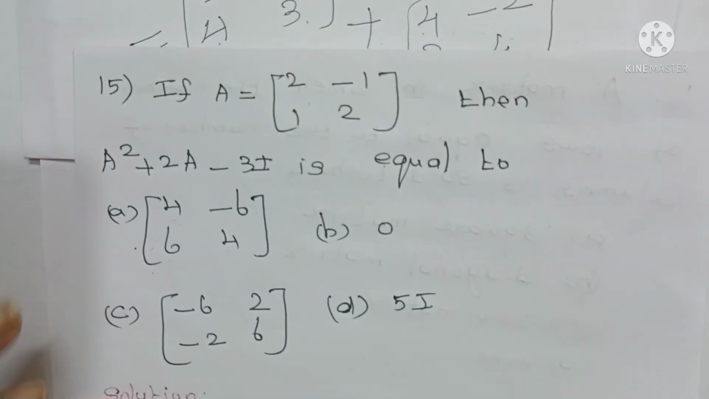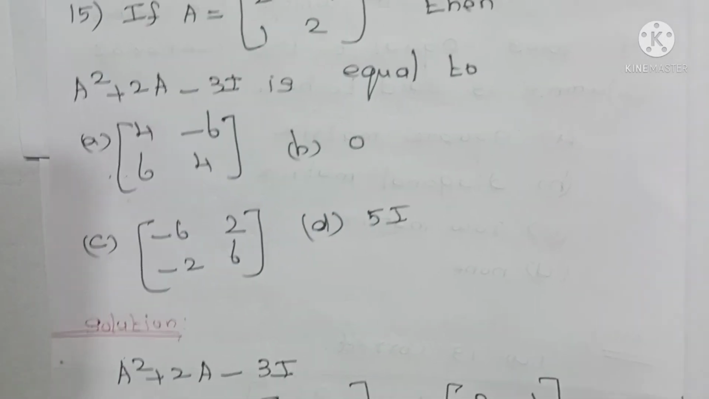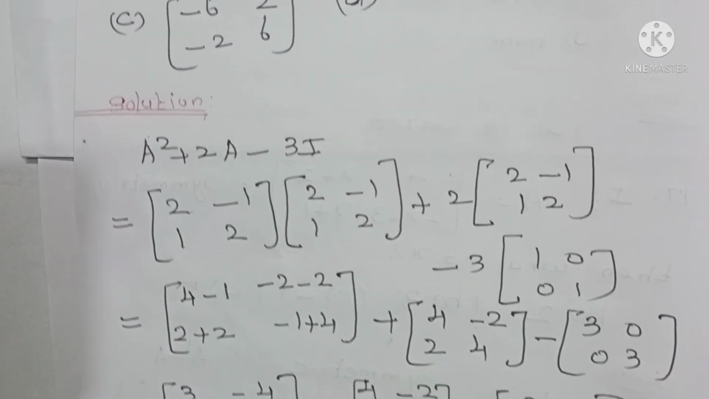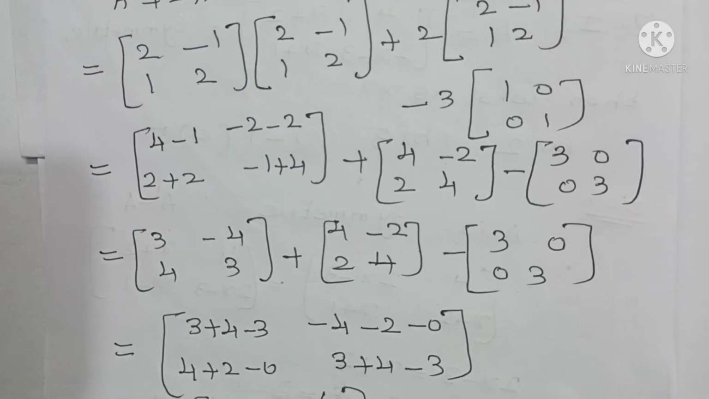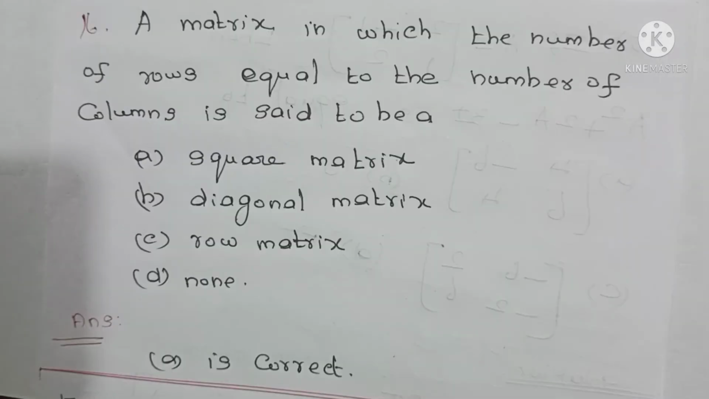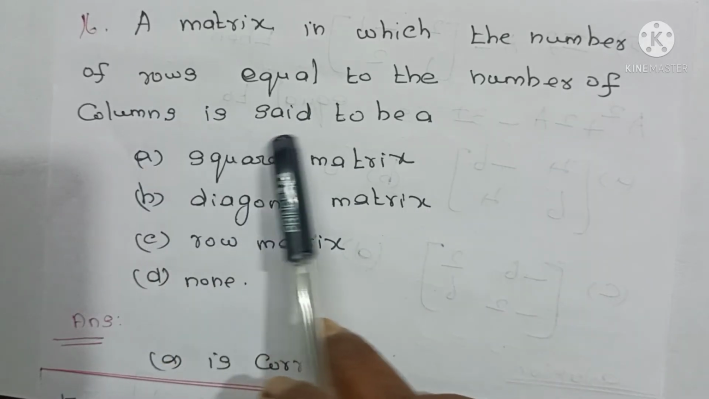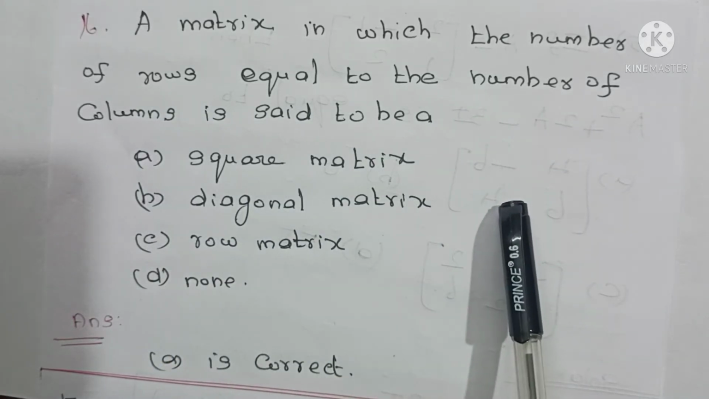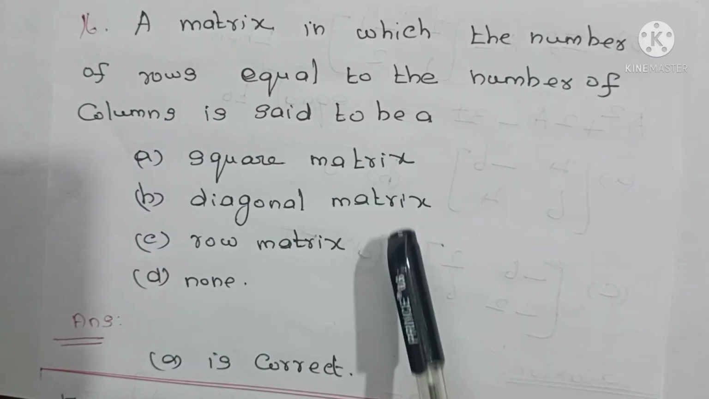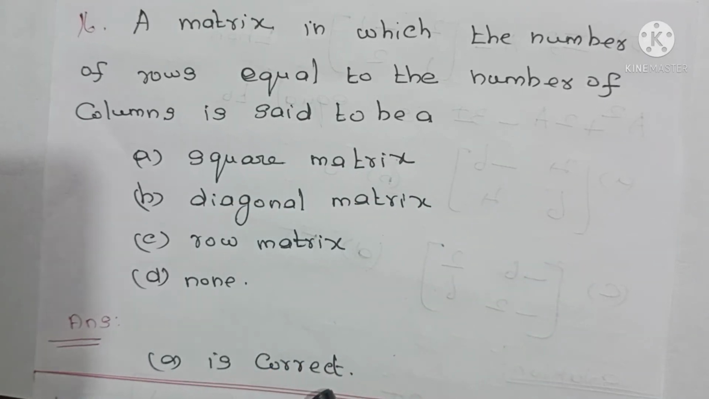Now I am showing the problem, question and answer. Next move on to 16th question. A matrix in which the number of rows equal to the number of columns is said to be dash. This is the definition. If number of rows equals number of columns, what is the matrix? Square matrix. So option A is correct.